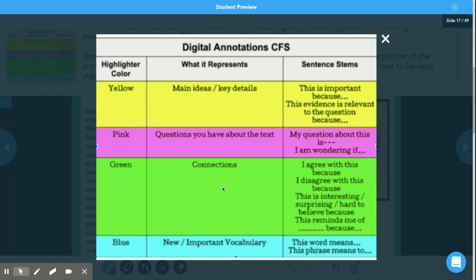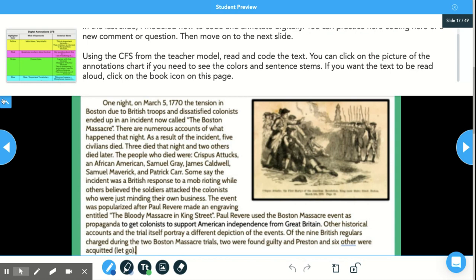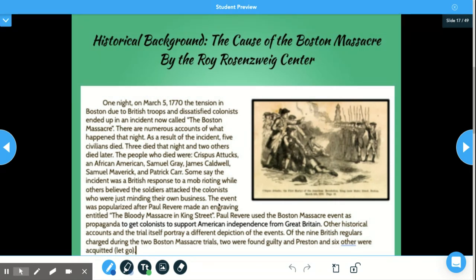If you have a connection, maybe something you agree or disagree with, or something that is interesting or surprising, you will highlight in green. And then any new or important vocabulary, you will highlight in blue. After we are done coding using this color system, you will then write at least one comment using one of the sentence stems on the right-hand side of the chart. Now let's read together and I will model how to code and annotate digitally.